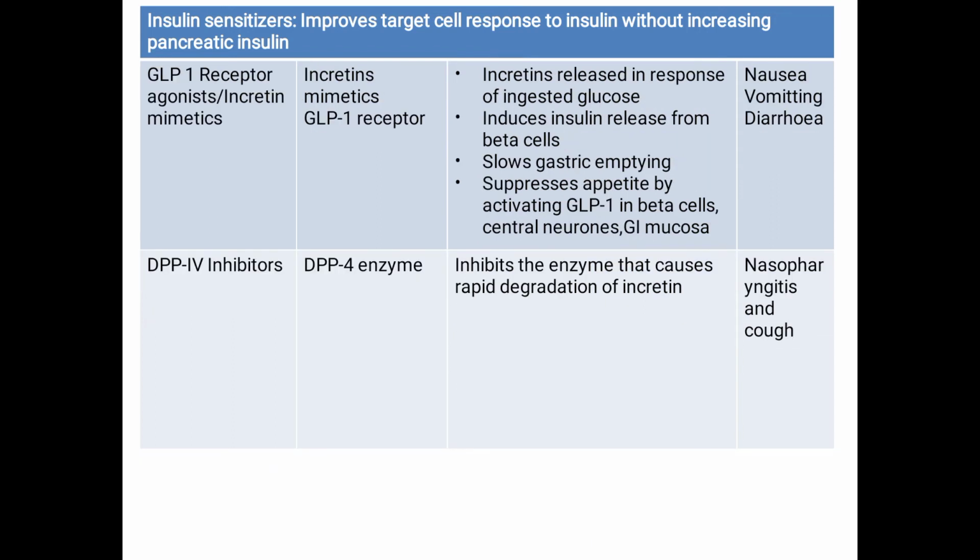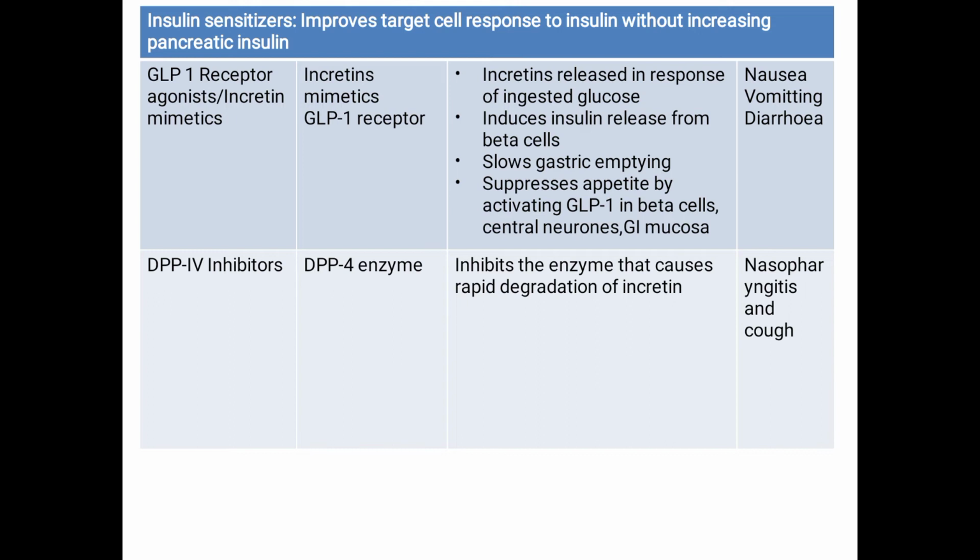The third category is GLP receptor agonists or incretin mimetics. Okay, so what are incretins? You have to know. Incretins are substances that are released in response to ingested glucose. Okay, so what is the function of the incretin? Whenever you take glucose, incretin will be released, and its function is to induce insulin release from the beta cells.